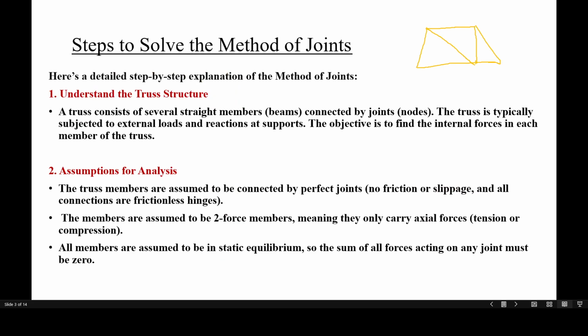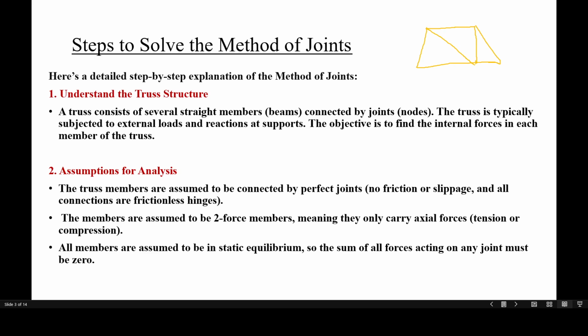The first step is understanding the truss structure. A truss consists of several straight members or beams connected by joints. The truss is typically subjected to external loads and reactions at supports. The objective is to find the internal forces in each member of the truss.